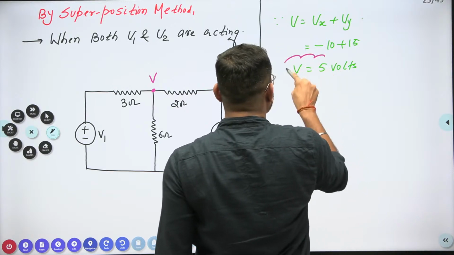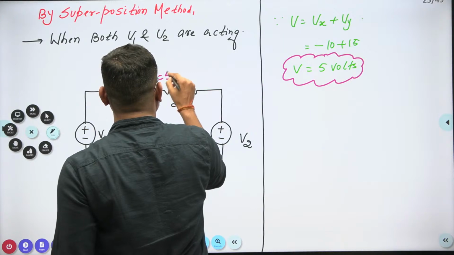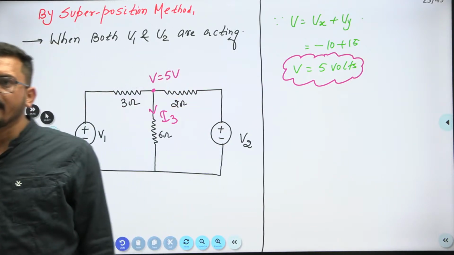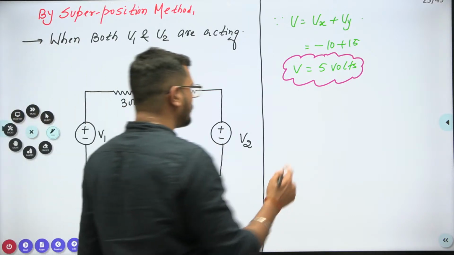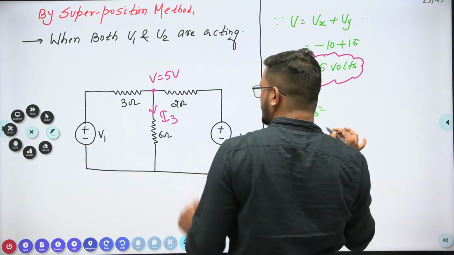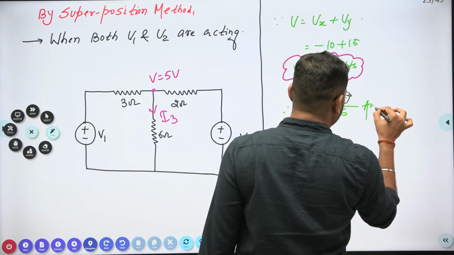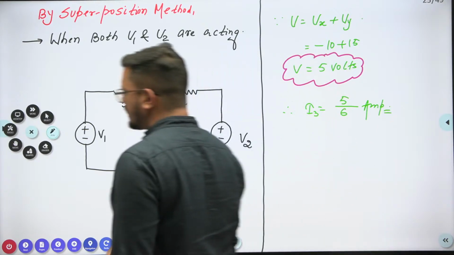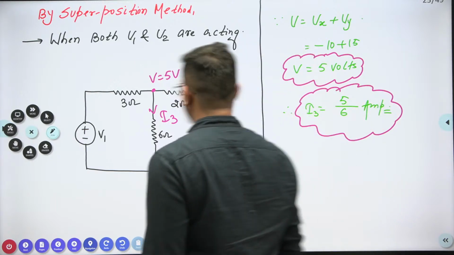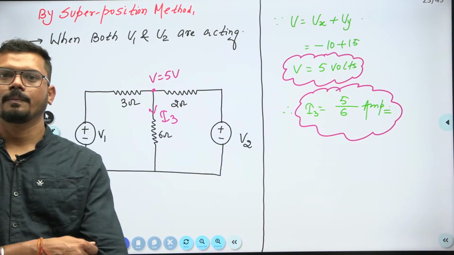Now, if V is 5 volts, is it possible to find the value of I3? Very simple. So I, which is I3, is equal to 5 by 6, and this is the correct answer. Is it clear to all, yes or no? Very good.